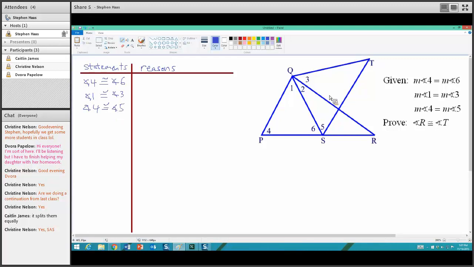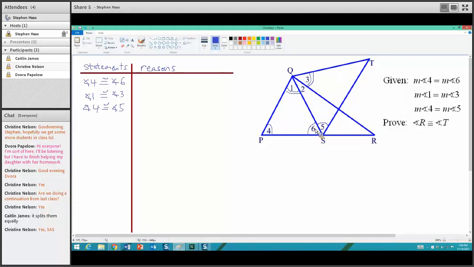Okay, let's write these out. 4 and 6. Okay, this is congruent to that. 1 and 3. So this, I'm going to put 2 lines to indicate that they're equal to the other 2 lines. And 4 and 5 also. So this is also equal. I'll just put 1 tick because that's the same as 4. And of course it's equal to 6 also, right?